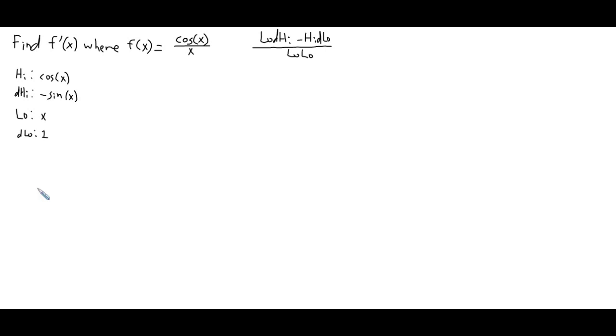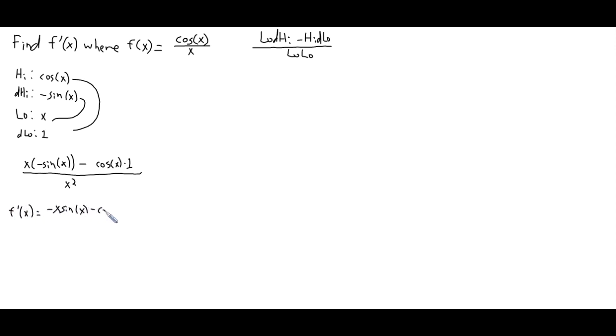Now it's just algebra. First we have low d high, so that's x times negative sine of x, minus high d low, which is cosine of x times 1, all divided by low low, or x squared. And just a little bit of algebra gives us that f prime of x equals negative x sine of x minus cosine of x, all divided by x squared. And that's it. That's the derivative.